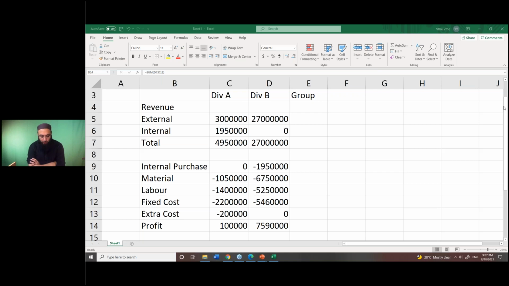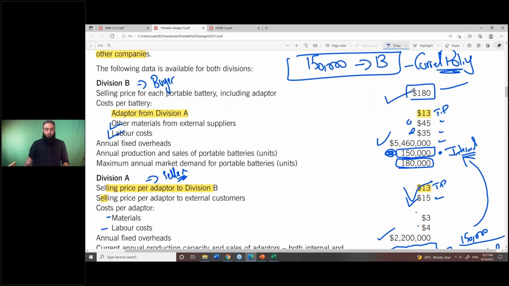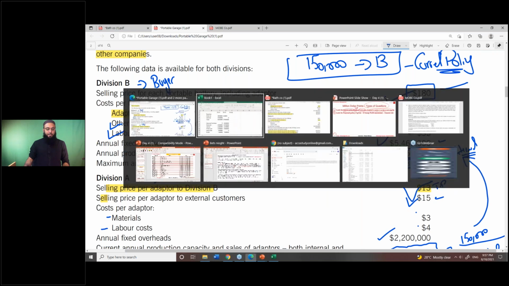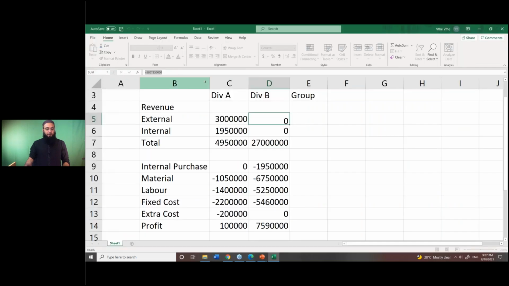Okay, could you repeat external revenue? Okay, I'll do that. See, 180 is the price for B and the units it is selling in the market is 150. So 180 into 150 is the revenue for division B. Division B doesn't sell anything internally, so nothing for B.